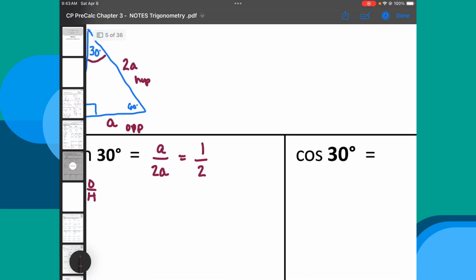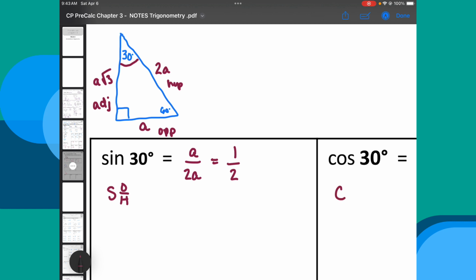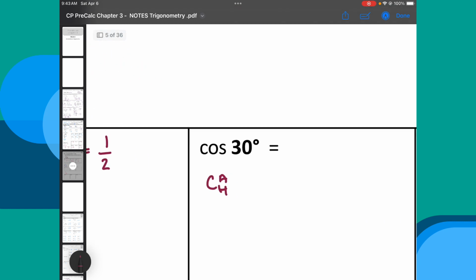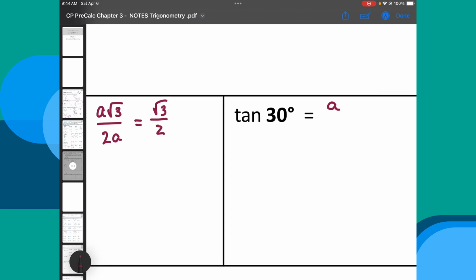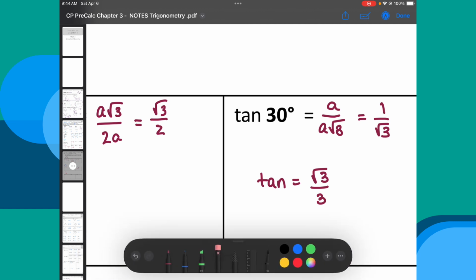Do cosine. So cosine, remember, is adjacent over hypotenuse. So A square root of 3 over 2A. My A's are going to cancel out, and I get square root of 3 over 2. And then we have tangent, opposite over adjacent. Because you have that radical in the denominator, you're going to need to rationalize, and we get square root of 3 over 3. Oh my gosh, I didn't put my angle in there. Tan of what?